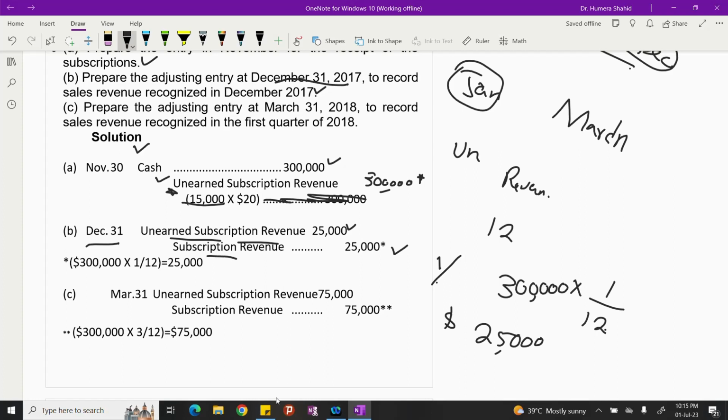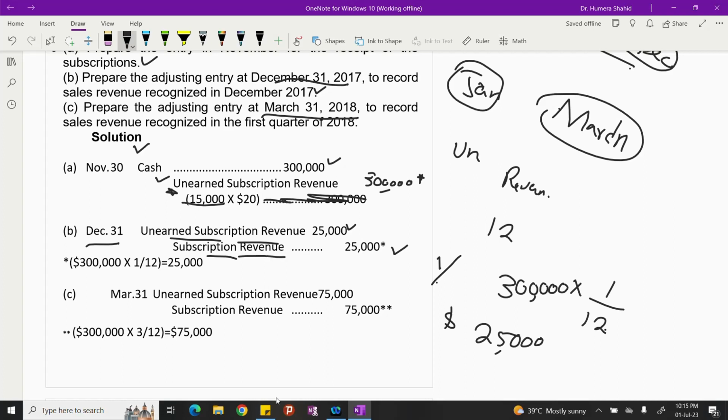Then point number C says prepare the adjusting entry at March 31st, 2018. So March, I told you, is the end of the first quarter of the year, right? Okay. December is gone. We already recorded the revenue of December.